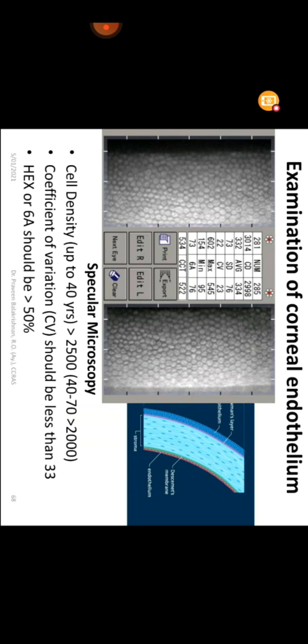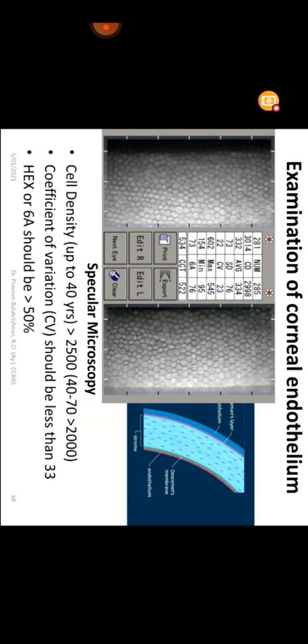Specular microscopy is used, and the most important things you should remember are, first, the cell density, which I have written below. Up to 40 years of age, the cell density should be greater than 2,500, and from 40 to 70 years of age, it should be more than 2000. The next point is the CV, the coefficient of variation, which should always be less than 33. And then the hexa, or 6A, should always be greater than 50%. Hexa represents the hexagonal cells. The corneal endothelium is made up of hexagonal cells, and the more hexagonal cells, the healthier the cornea; the fewer the hexagonal cells, the less healthy the cornea. So this should be noted in the mind.